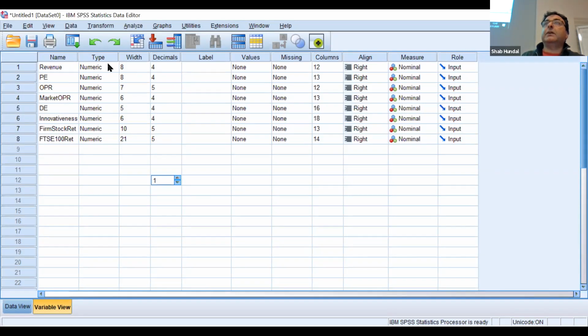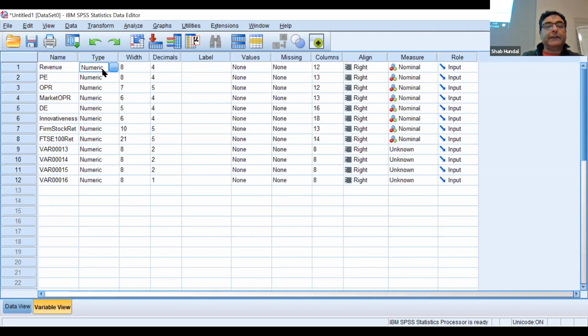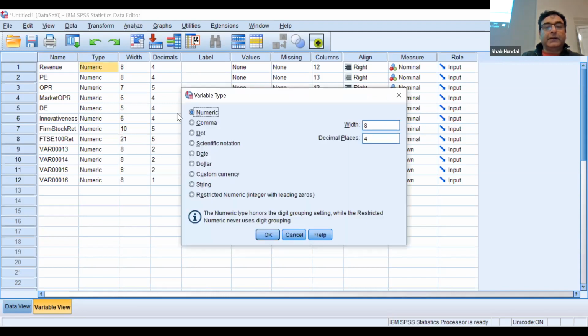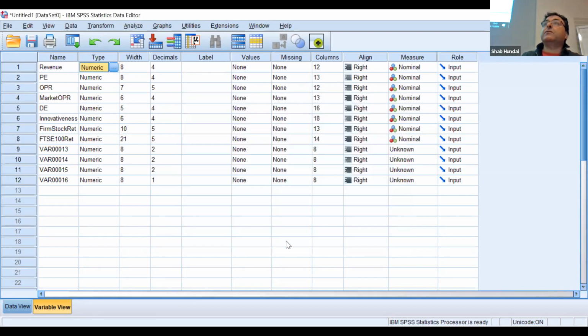String variables or some other kind of variables could be trouble. For example, if you are having comma, dot, scientific, no. In statistics, in econometrics, we normally deal with the numeric values. So we stick with the numeric values. We see that we haven't done any violation here. Everything seems to be fine in terms of our input variables.